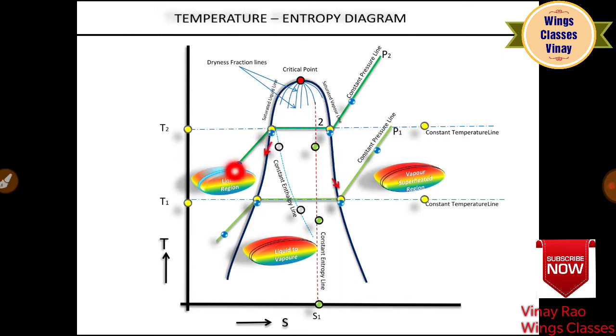So this is a whole liquid region. This one is the liquid to vapor conversion region. This is the latent heat region and this one is the vapor superheated region. All these properties are explained in this diagram. I will explain step by step.